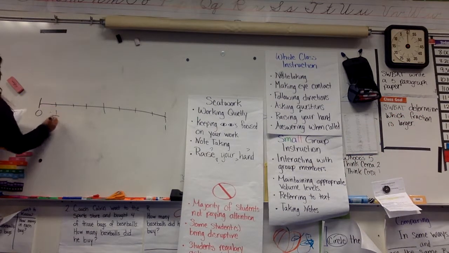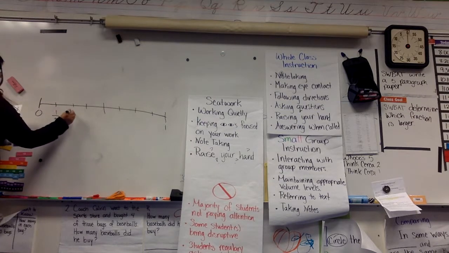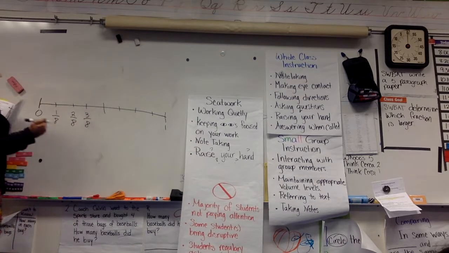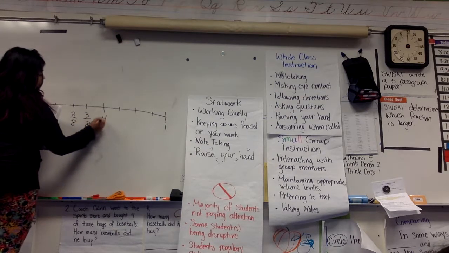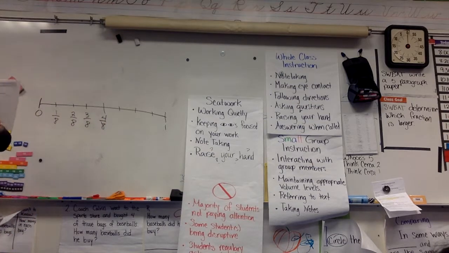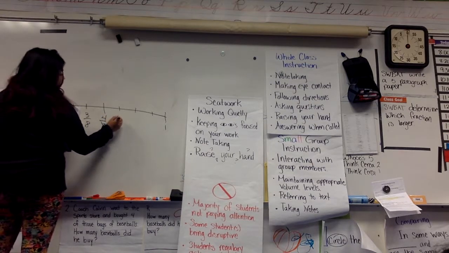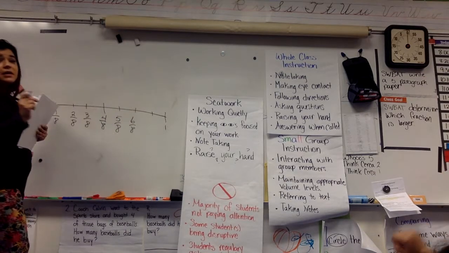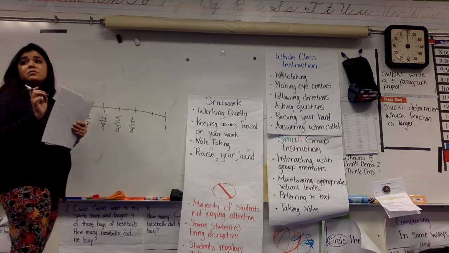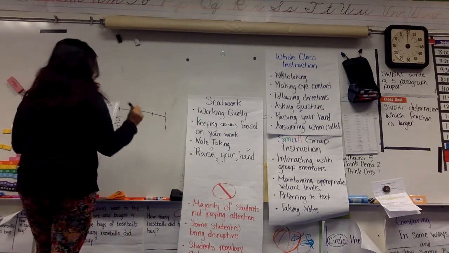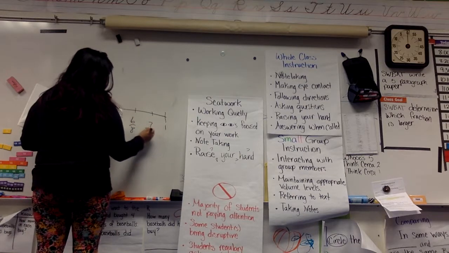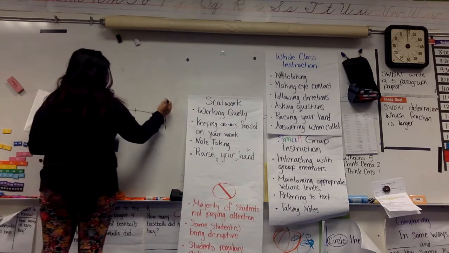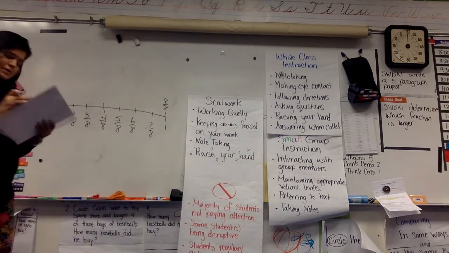1/8. Perfect. Jeremiah, let's do the next one. 2/8. Emmy, let's do the next one. 3/8. Good job. Okay, Christian, do the next one. 4/8. Great. Okay, how about Daniel? Do the next one. Brayden, do the next one. Good. 7/8. Matthew. 8/8 or 1 whole. Perfect.